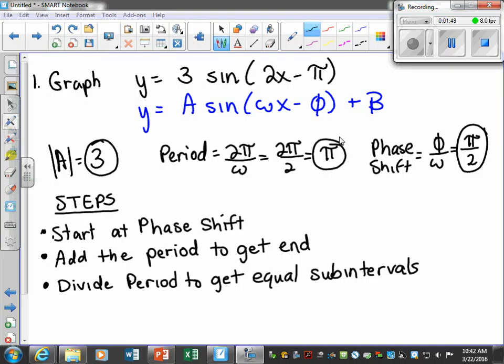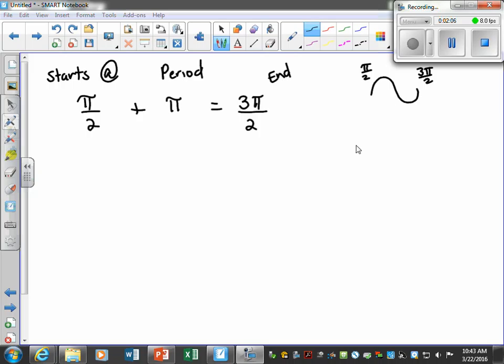Okay, so if we have our start and our end, then we can just divide the period to get equal subintervals like we did in the last lesson to be able to find the particular points we need to get a good sketch of this graph. So let's do that on the next page. Okay, so if we start at pi over 2, which is our phase shift right here, we add our period to it. We're going to end at 3 pi over 2. So basically this is the idea.